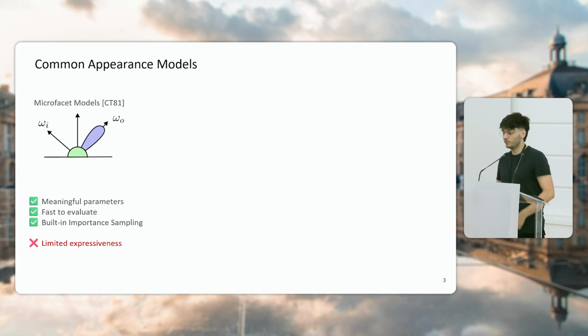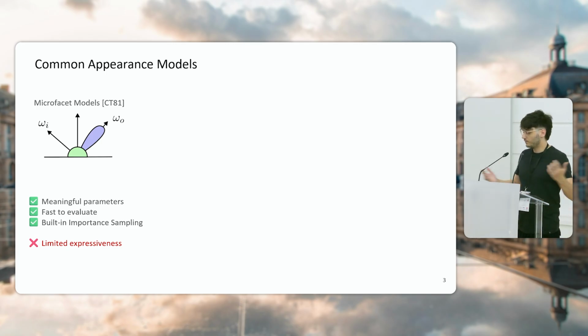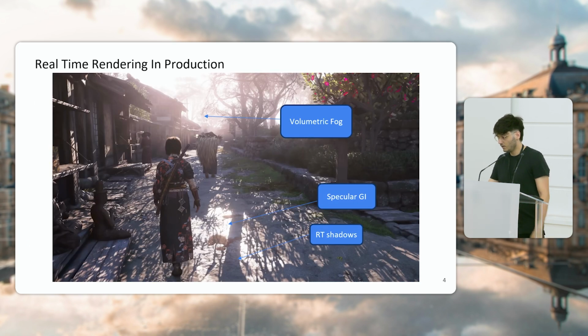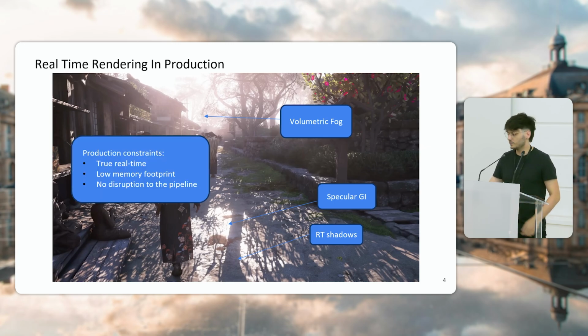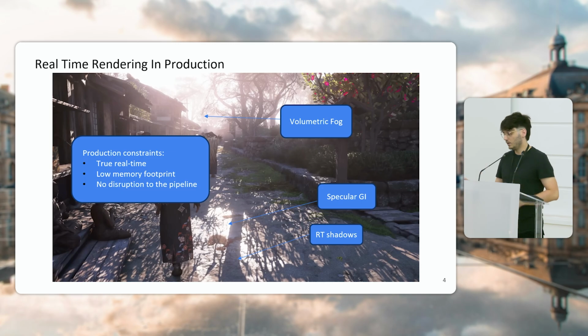However, they suffer from limited expressiveness, which means that sometimes you can run out of things that you can represent, and it can be a bit annoying for artists. So what can we do in production to go above this limitation? We need to have a new appearance model that can represent more complex effects, but we do have some constraints. One constraint is true real time. We want to have very, very low evaluation times and a low memory footprint, because we don't want to make the rendering more heavy, and we want to disrupt the pipeline, the actual rendering computations we do, as little as possible.